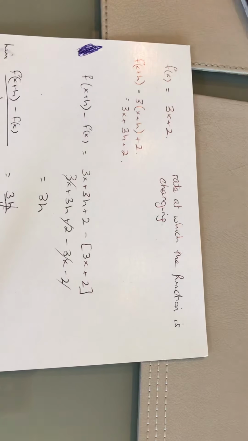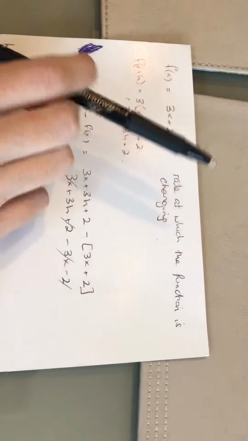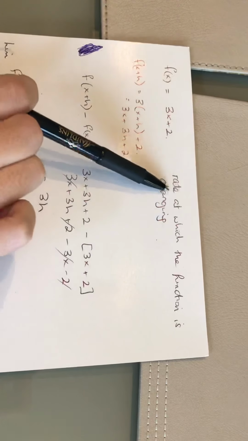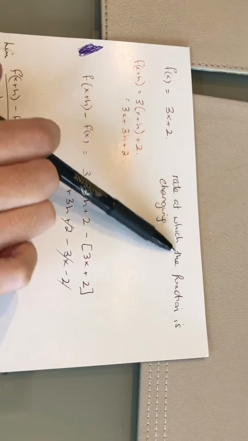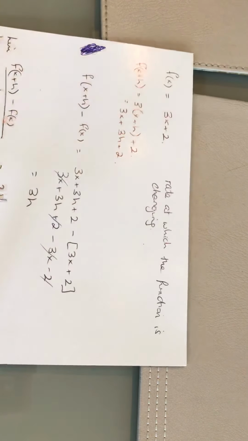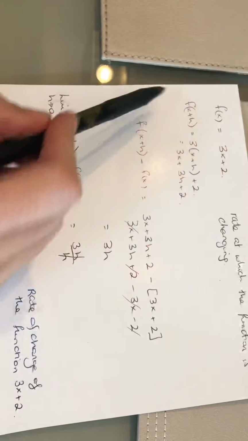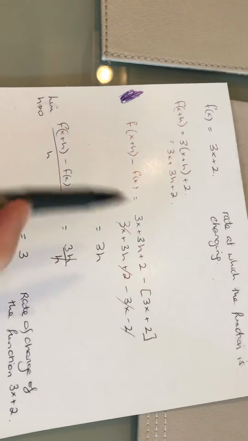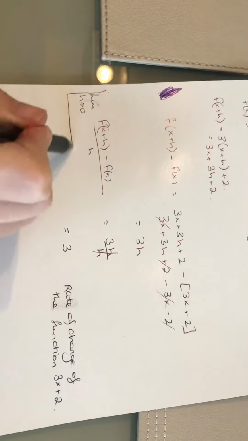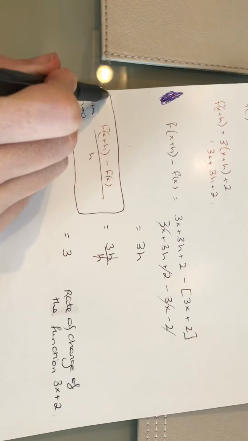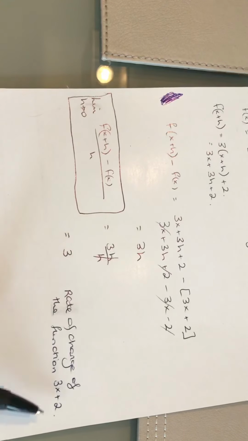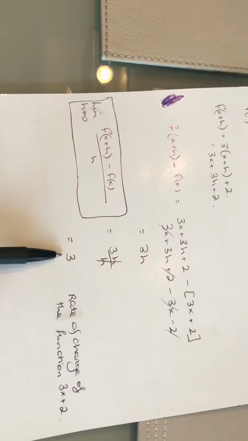Just done a differentiation from first principles there. So let's say they give you this function, 3x plus 2, and they ask you what is the rate at which the function is changing. Then all this work here is your differentiation from first principles. Okay, there's your formula. You fill it all in and you end up with the rate of change of this function is 3.